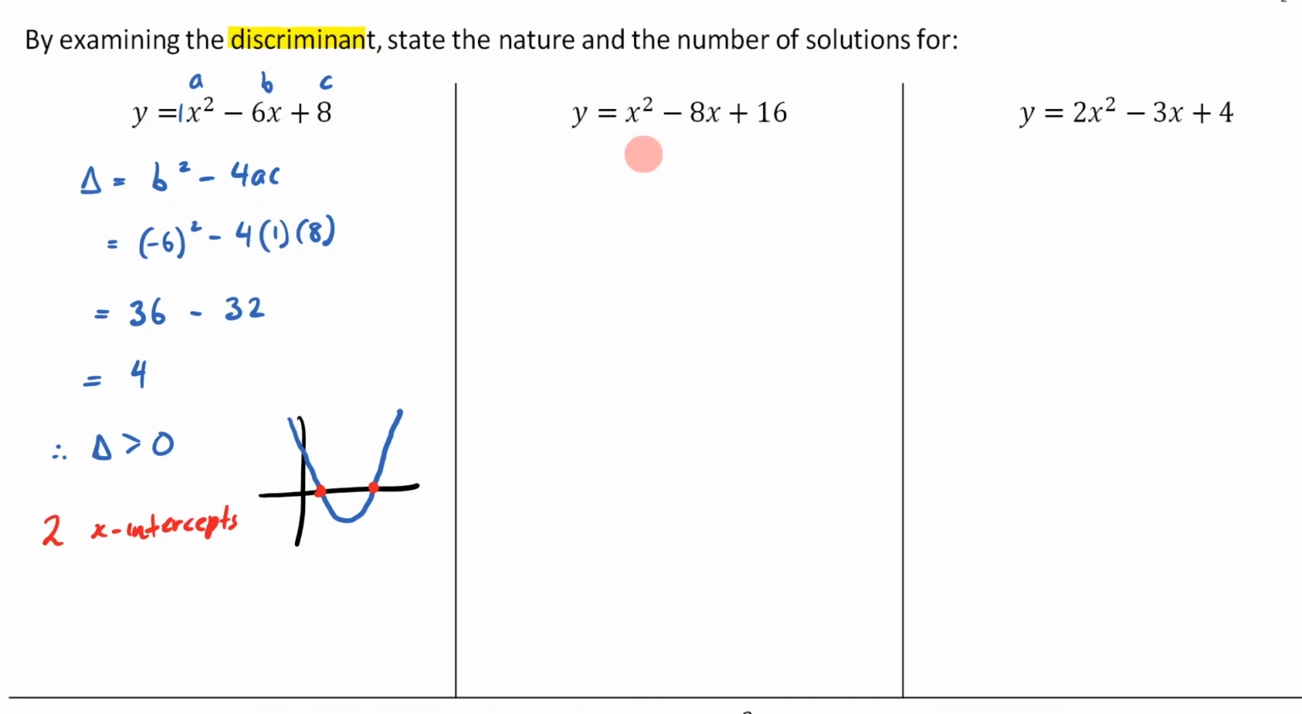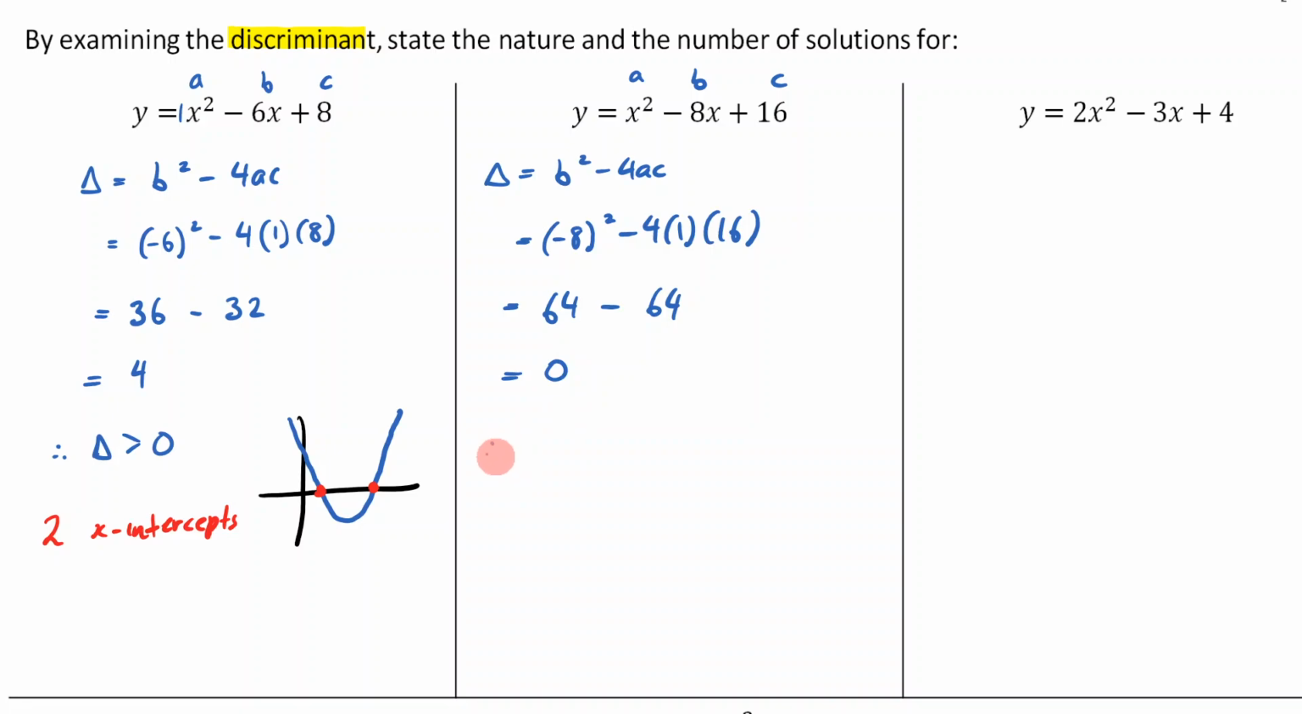So here we are. What we're going to do is we're going to say the discriminant is equal to b squared minus 4ac. This is a, this is b, this is c. We sub in our values. So this is going to be -8 squared minus 4. There's a 1. There's a 16. Then I'm going to go -8 squared is 64. Minus what's 4 times 1? Well, that's 4. What's 4 times 16? Well, that's 64. So that means 64 minus 64, that's 0.